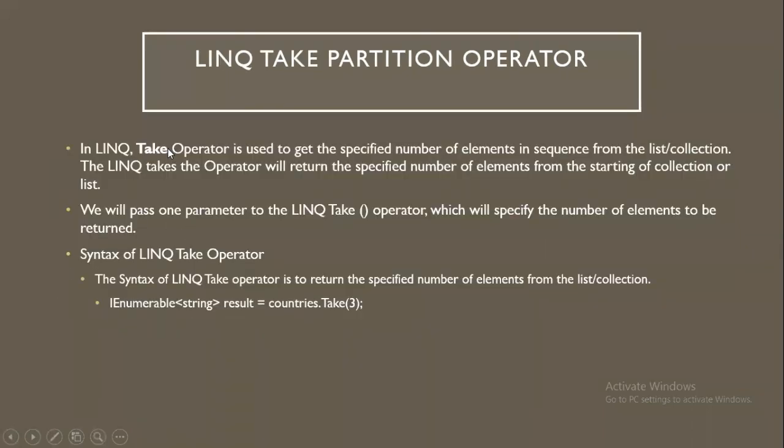So in LINQ, the take operator is used to get the specified number of elements in sequence from the list of collection. The LINQ take operator will return the specified number of elements from the starting of the collection or list. From the starting of the collection, very important.